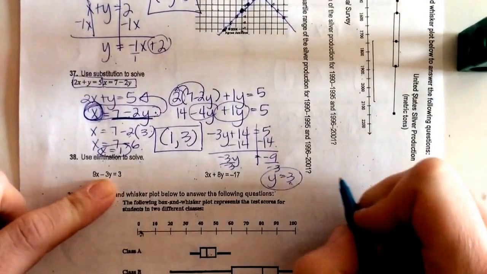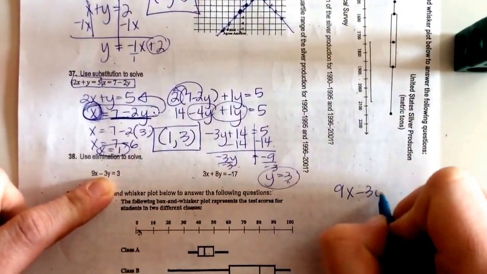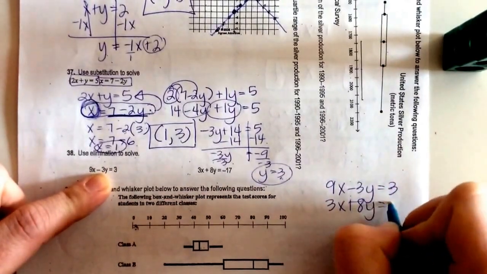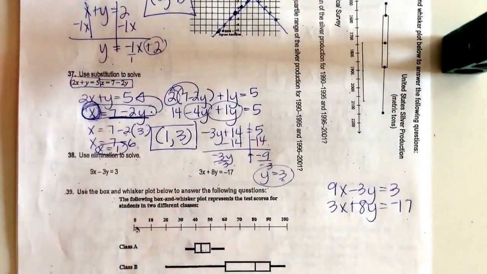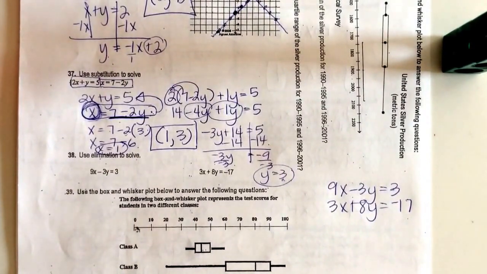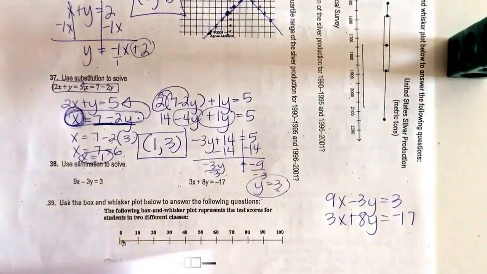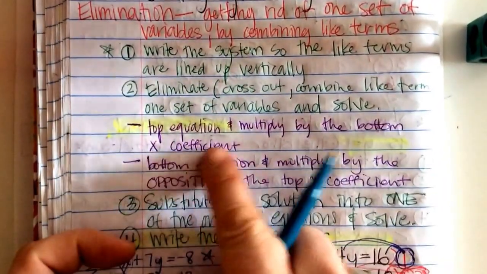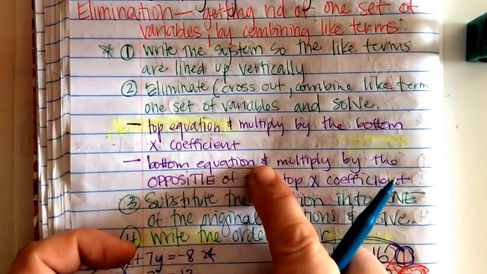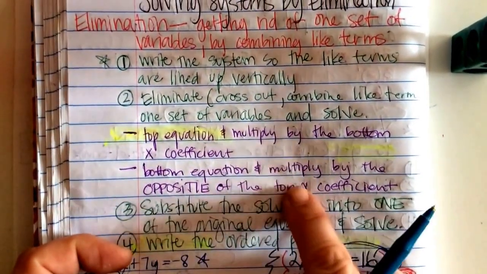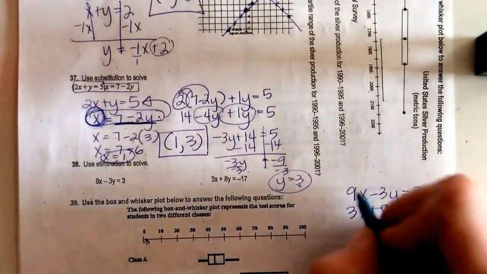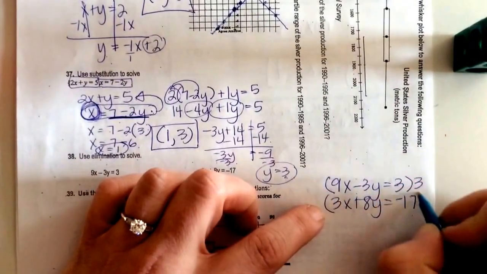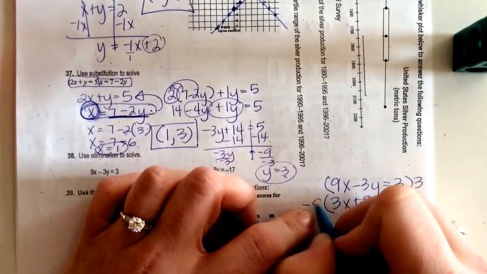38, solved by elimination. 9x minus 3y equals 3. 3x plus 8y equals negative 17. Remember the rule that we learned about for solving by elimination. The top equation is multiplied by the bottom x coefficient. The bottom equation is multiplied by the opposite of the top x coefficient. So top gets multiplied by 3. Bottom gets multiplied by negative 9.